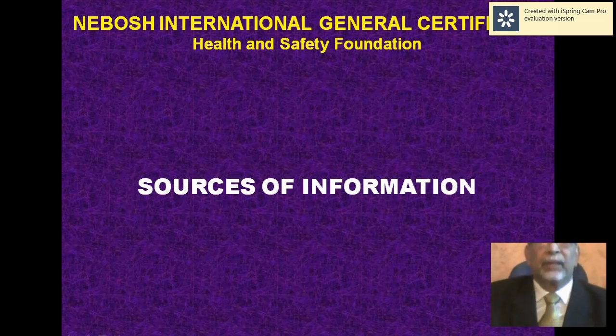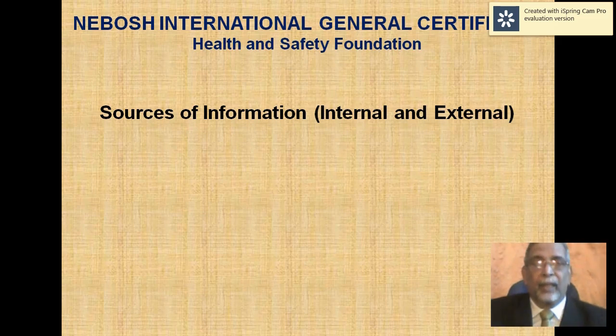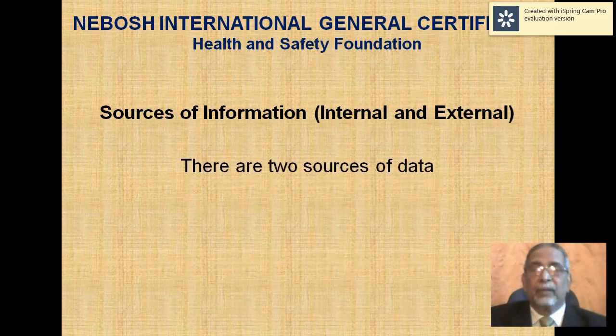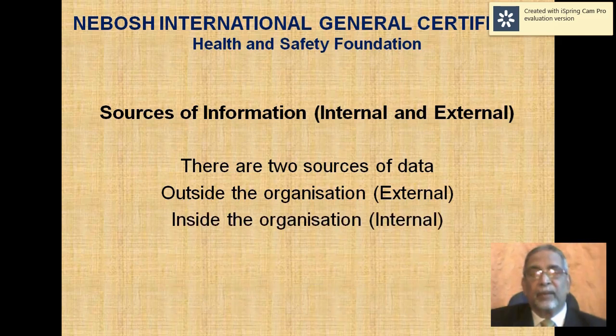Now we will see what's the source of information. Sources of information are of two types: internal and external sources of information. So there are two sources of data available for us. Outside the organization, what information we get, we call it external source of information. Inside the organization, what information we get, we call it our internal source of information.